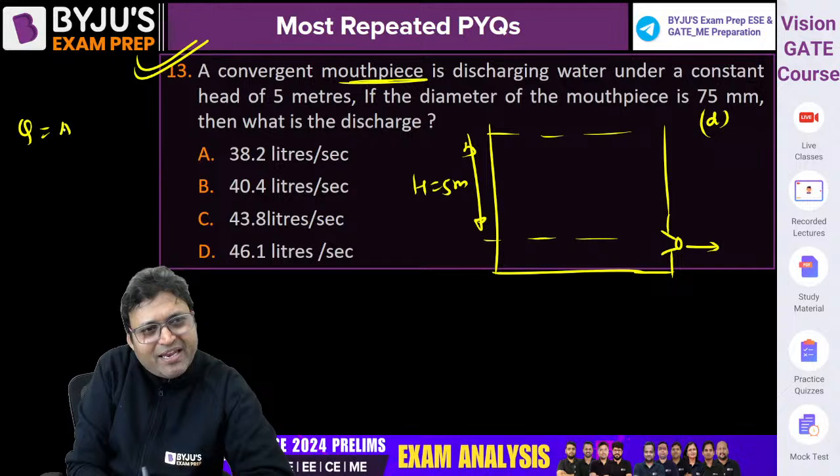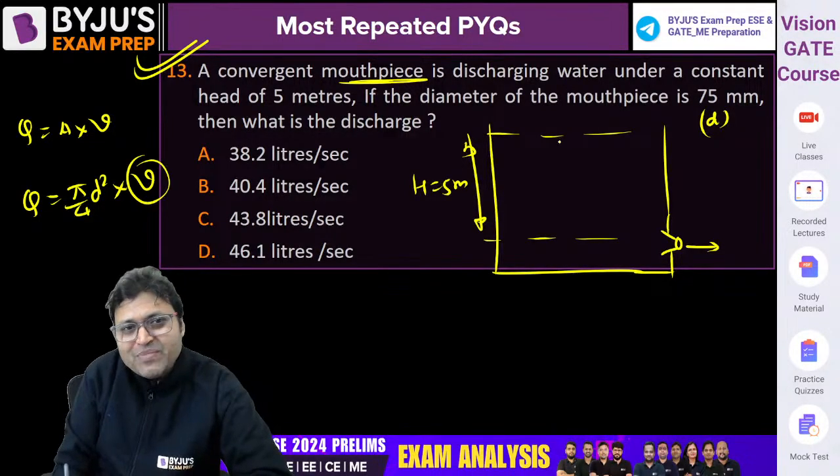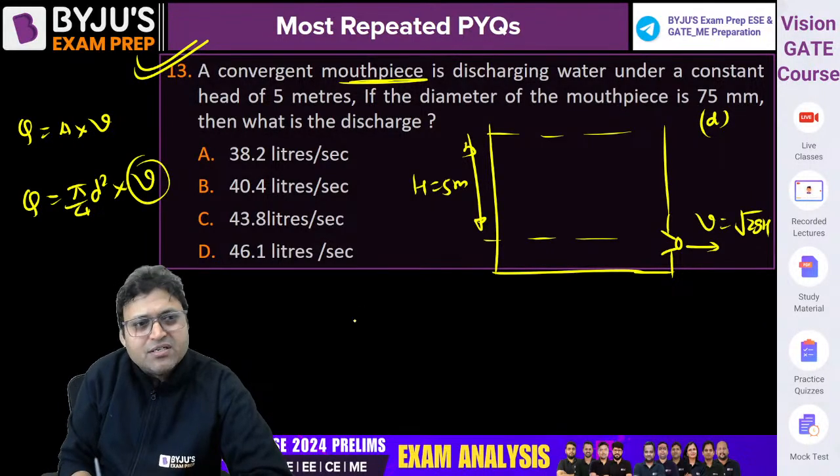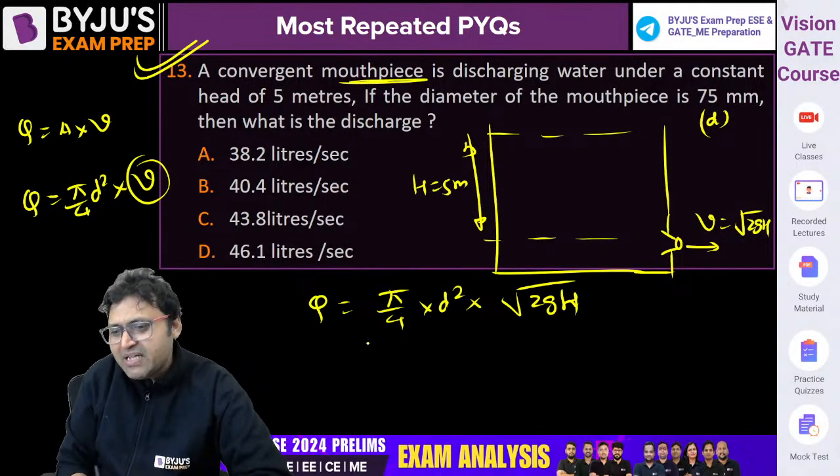Q is equal to area into velocity. Simple. Q is equal to pi by 4 D square into velocity. And what is velocity? From the Bernoulli equation, V is equal to under root of 2gh. So Q will be equal to pi by 4 into D square into under root of 2gh. That will give you the answer.